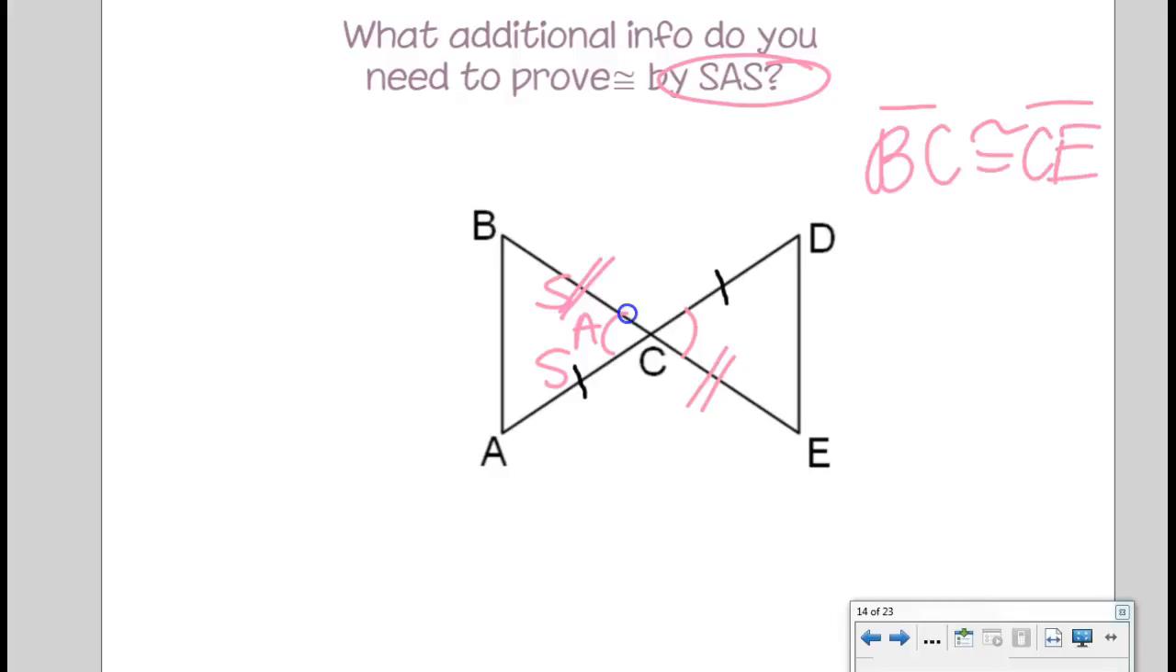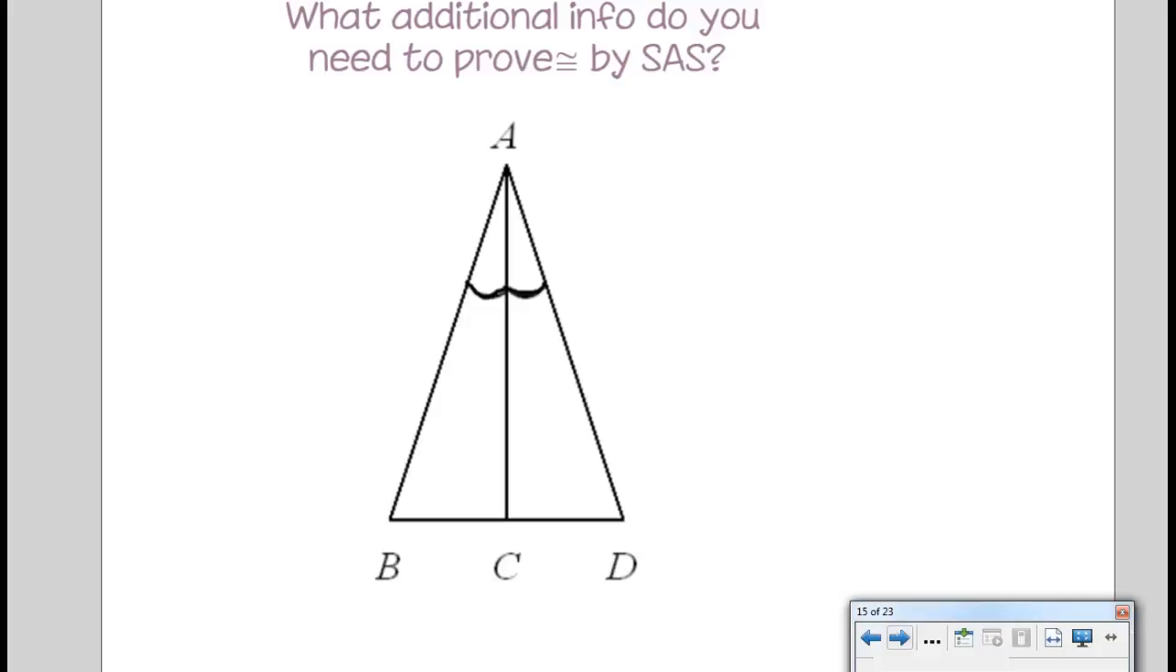But Chris wrote something very cool. He wrote that we need C to be the midpoint of BE. And if C was the midpoint of BE, then BC would be congruent to CE by the definition of midpoint. Whoa, that's above and beyond. That's so fancy. Last one, last problem.